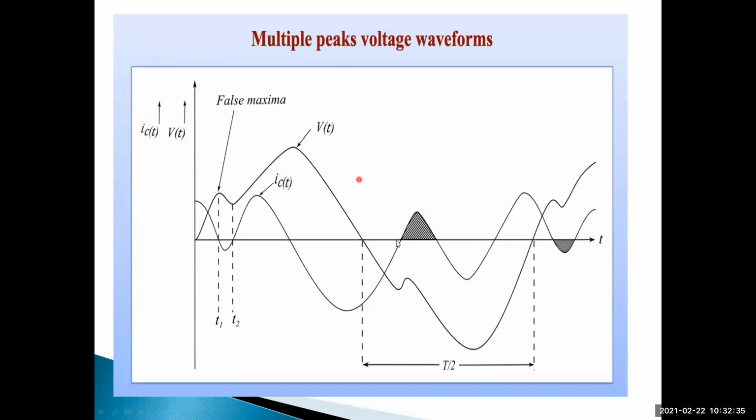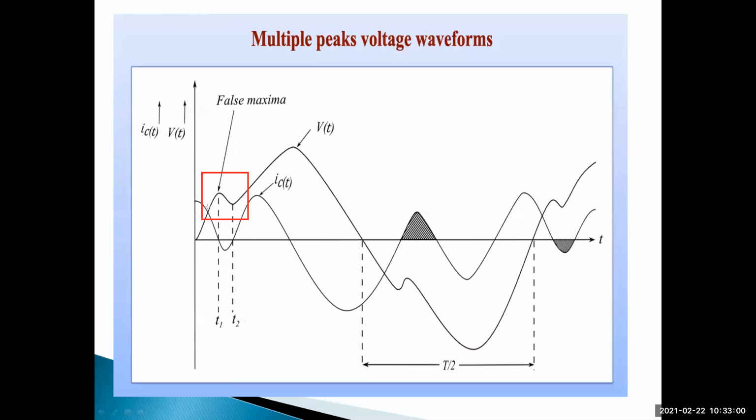So, for example, multiple peaks are present in the waveform. This is the actual voltage waveform. Our expected voltage waveform is like this, but because of harmonics we get these disturbances. Understood? This is called error. We will get an error here.